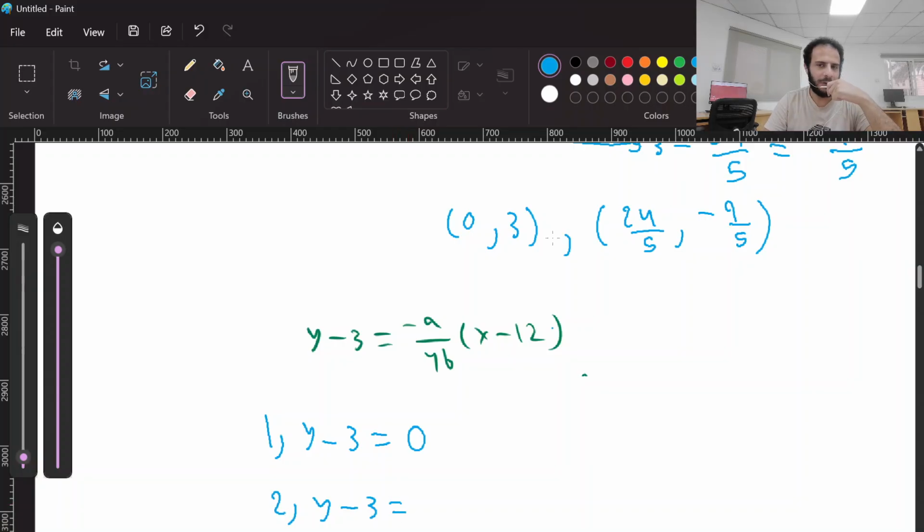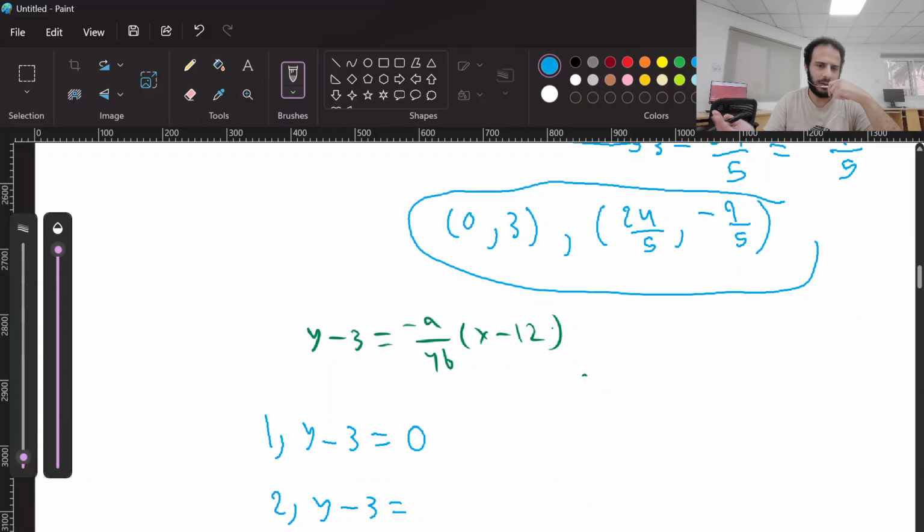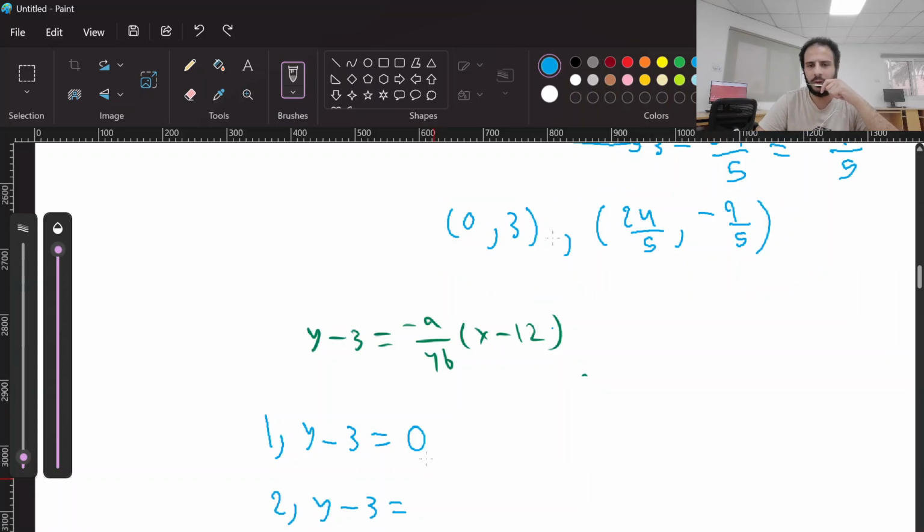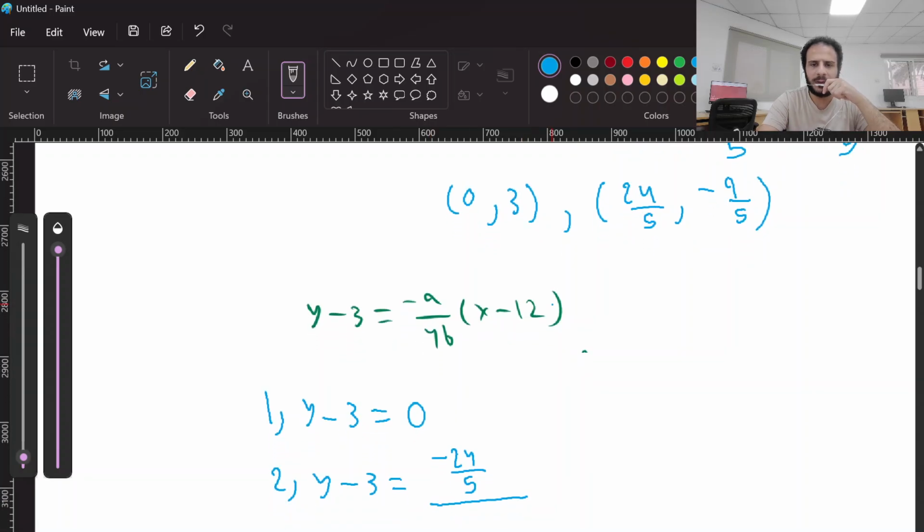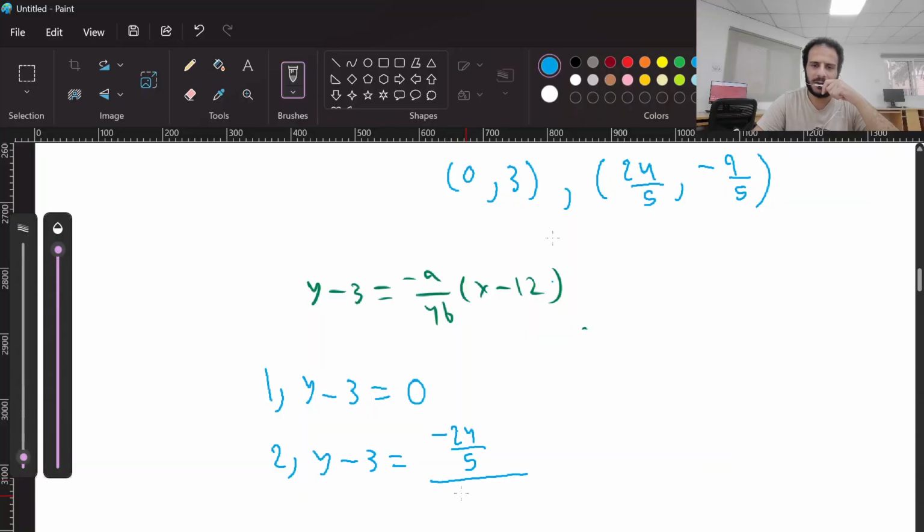But you know that you can also write the equation of the line using any point you want. So if you want, we can substitute these points to write the equations. As you like, you can substitute a and b for the slope, or also substitute the point. You decide. But let's continue. Y minus 3 equals minus a, so it will be minus 24 over 5 over 4 times minus 9 over 5, which is minus 36 over 5.